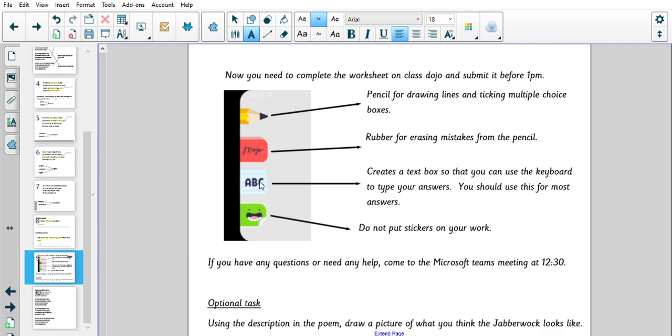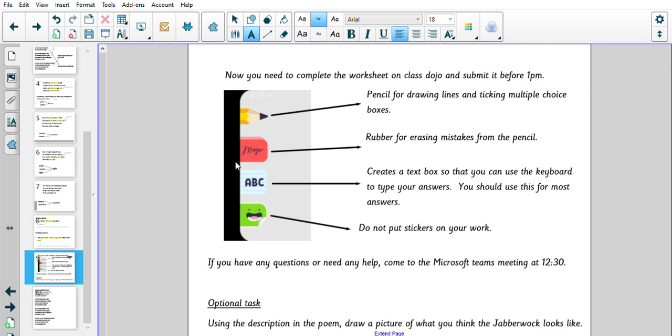The third one is the really important one. So this is the one that says ABC. And it creates a text box so that you can use the keyboard to type your answers. You should use this for most of the answers. Even in maths, it's easier for us to read if you've done a text box and typed the number 600 than if you've tried to write it in pencil.